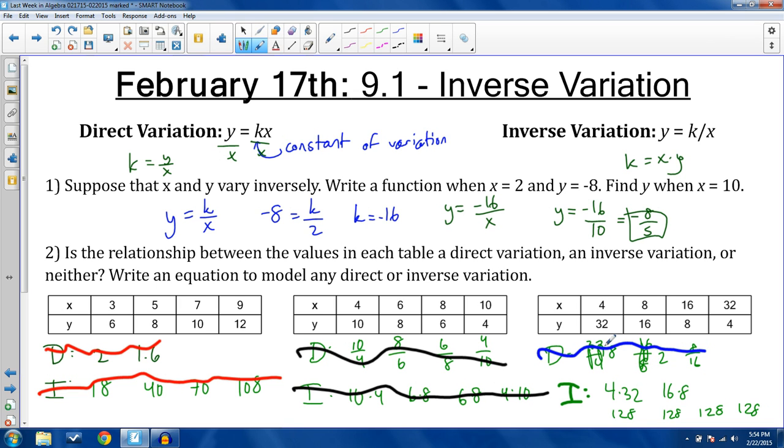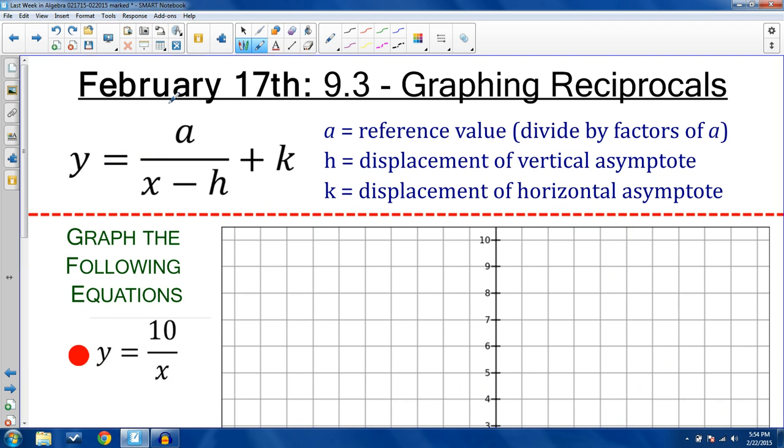And one thing that you'll notice about inverse variation is that x and y values kind of swap after some point. Like you can see there, 4 and 32, 32 and 4. So this is inverse variation. The constant of variation is 128, so the model is y equals 128 over x. We won't graph something that severe with 128, but we will be graphing. That's next. Okay, next thing on graphing reciprocal functions.